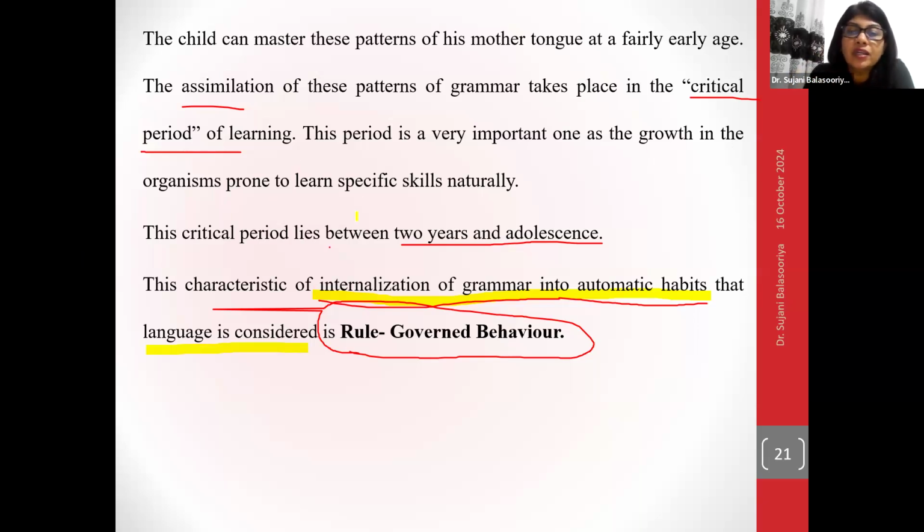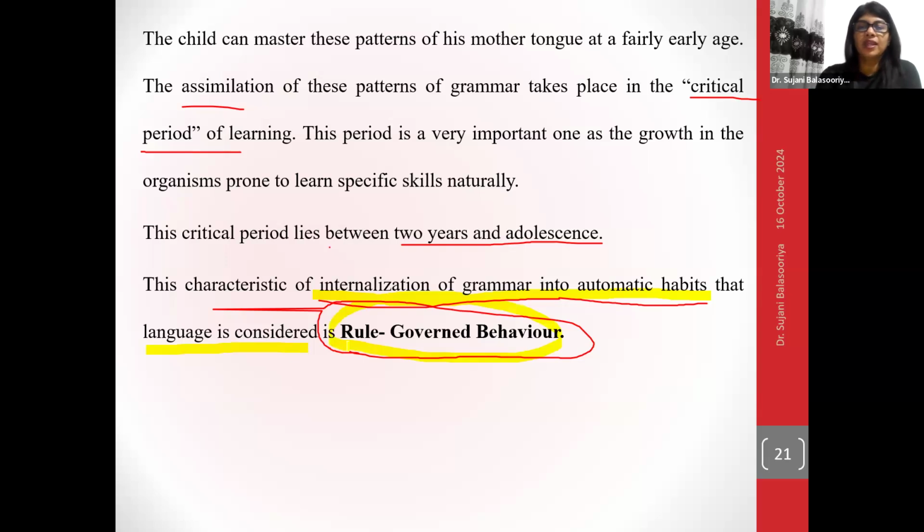If we do not use grammar when we talk or write, then we can't say the rule governed behavior is available in language. But we use grammar, right? We use grammar. At least people try to use grammar, try to follow grammar. So therefore, we can't get rid of this property of language. Languages are rule governed. That's the idea.